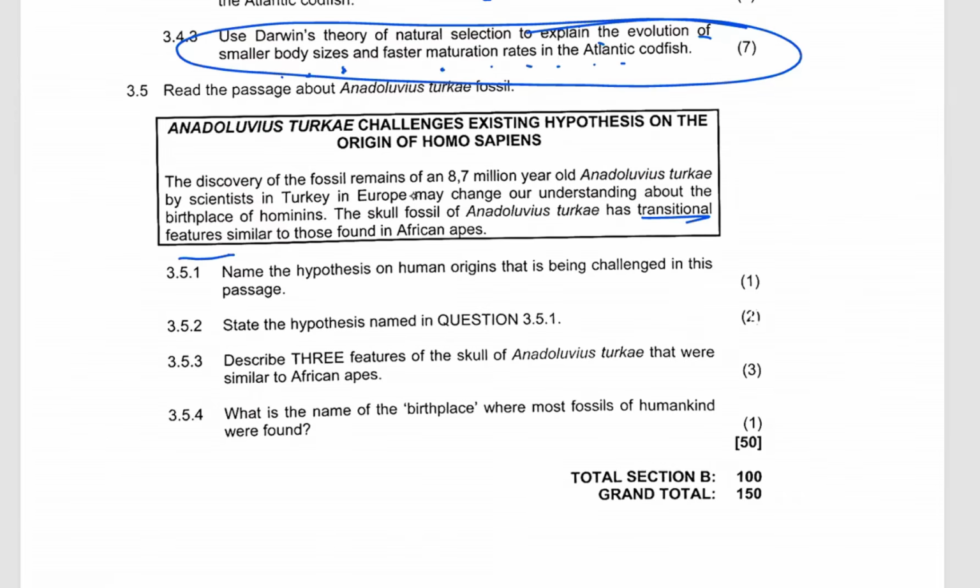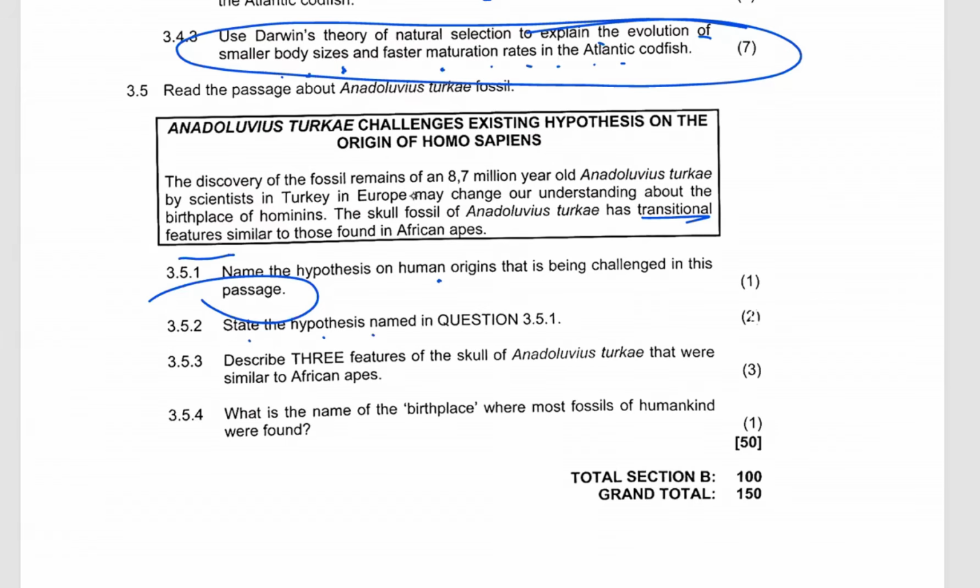Name the hypothesis of human origin that is being challenged in this passage. So we call it the out of Africa hypothesis. We don't have any other hypothesis. State the hypothesis mentioned above. Modern humans, the word modern must be there. If you don't put it, remember we have different humans, Homos. All Homos are humans, but the modern is the Homo sapiens. So you have to be specific and say that modern humans originated from Africa and migrated to the rest of the world.